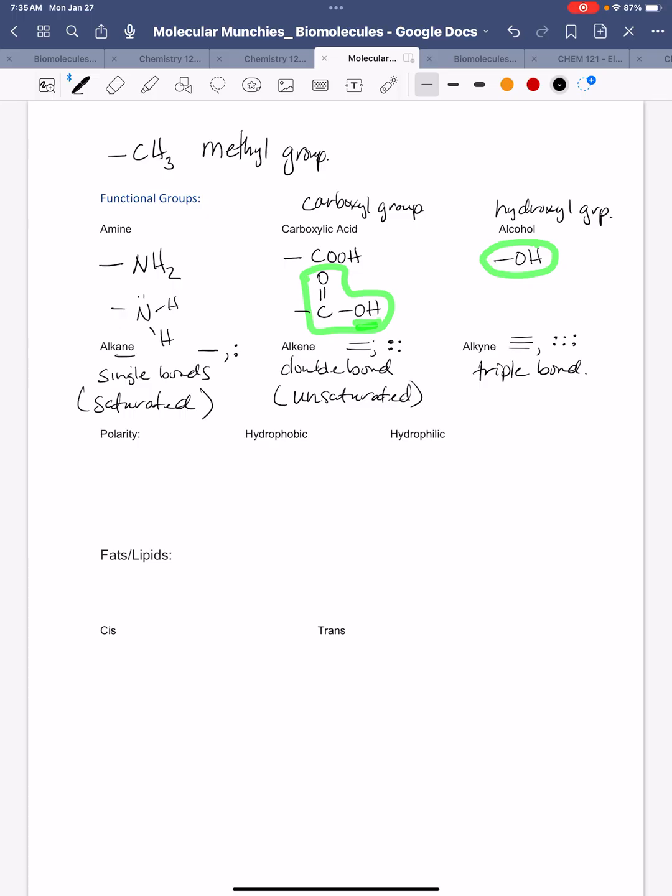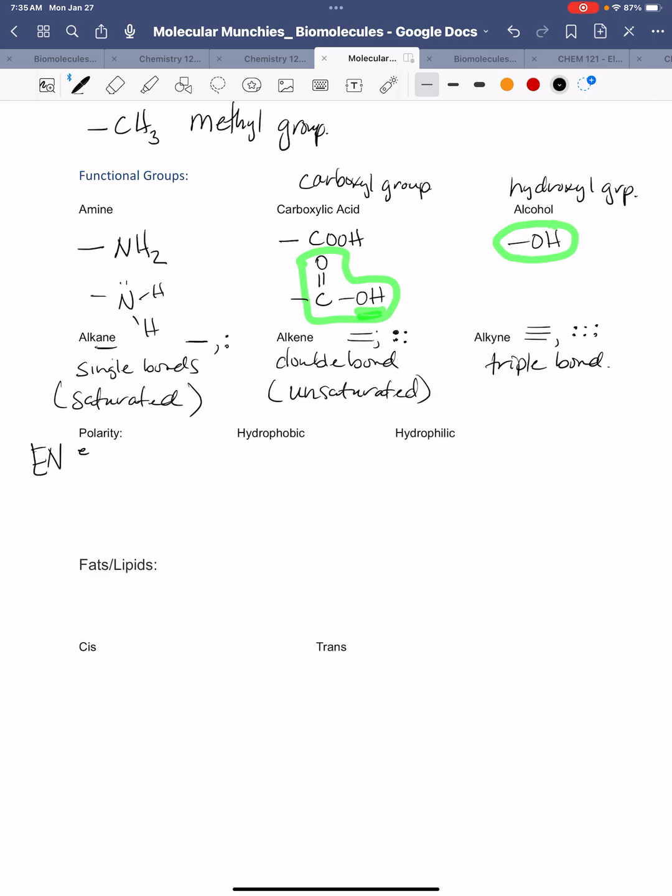Okay, so we have spoken about polarity. I can't tell you how important it is. It keeps showing up and up and up. And so we've talked about it in the context of electronegativity. Electronegativity is a measure of the attraction atoms have for each other.